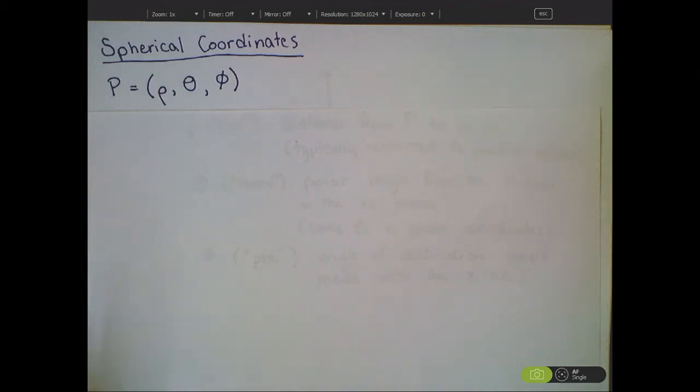Finally, let's take a look at the most complicated coordinate system, spherical coordinates. These coordinates are helpful for describing things like spheres, particularly spheres that are centered at the origin. And our coordinates will include three different components.